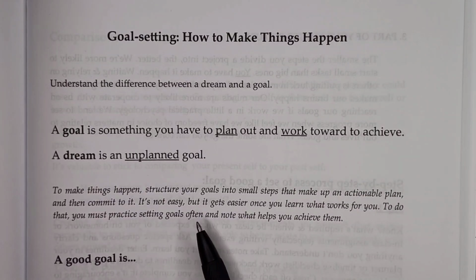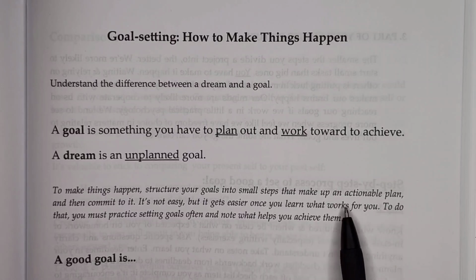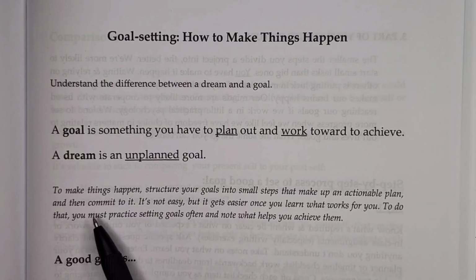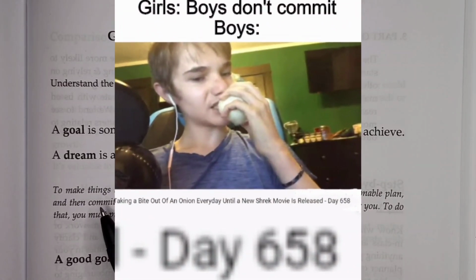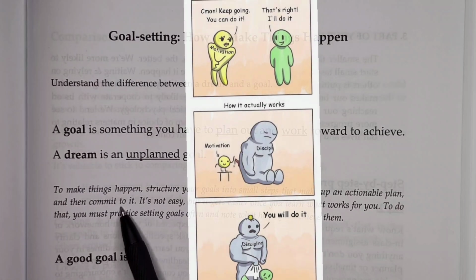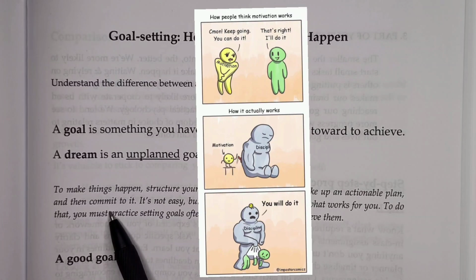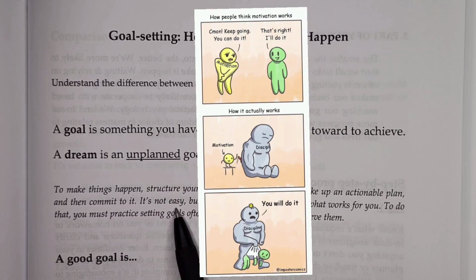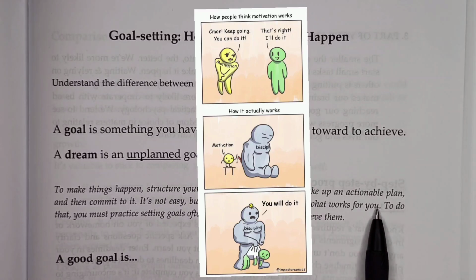So again, to make things happen, you want to structure your goals into small steps, make up an actionable plan, and then commit to it. The committing to it is also essential, building up that discipline muscle. Discipline certainly acts like a muscle. The more you do it, the stronger your ability to discipline yourself gets. It's not easy. If it were easy, everybody would be doing it and we wouldn't be having this video. But it does get easier once you learn what works for you.